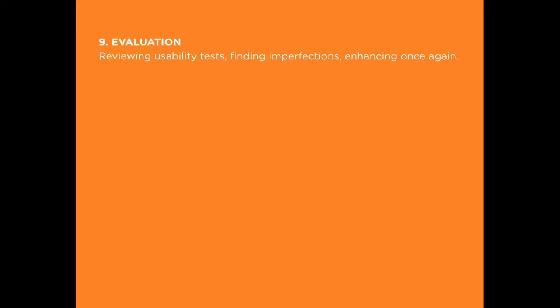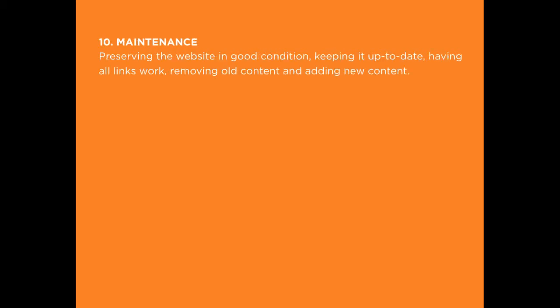Step 9 is evaluation, reviewing usability tests, finding imperfections, and enhancing once again. And then step 10 is maintenance. Once the website is built, it doesn't stay that way. Preserving the website in good condition, keeping it up to date, having all links work, removing old content and adding new content. A website should always be up to date, links should always work, there shouldn't ever be a link that goes to a page not found, and so forth.